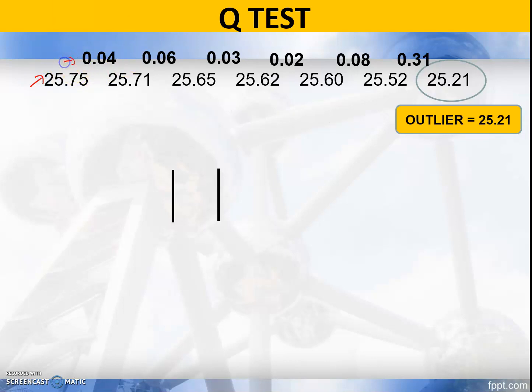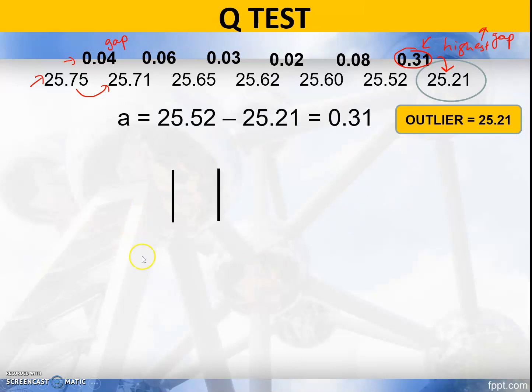Lepas dah susun cari semua gap ni. Okay, you minus this value with this value, you will find the gap. So this one gap, which one is the highest gap? 0.31 is the highest gap. Okay, so it refers to the value that is the outlier. Okay, usually outlier is located di hujung, biasa berada pada hujung-hujung. Okay, lepas tu you teruskanlah untuk sampai dapatkan conclusion.